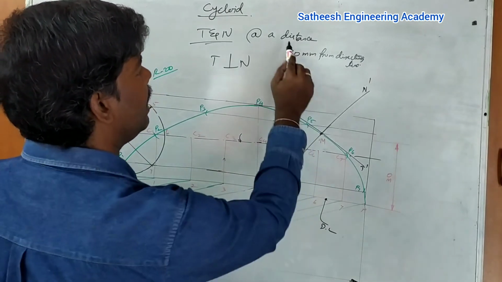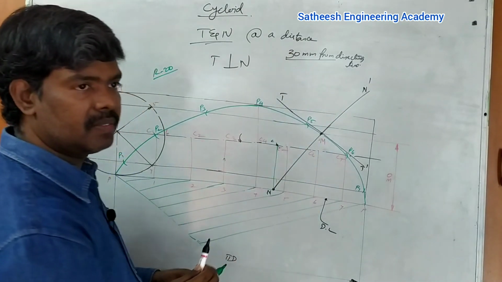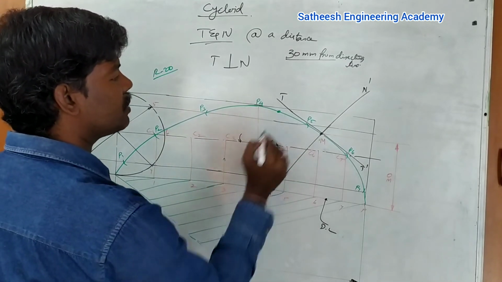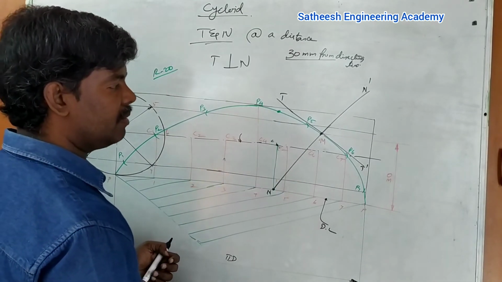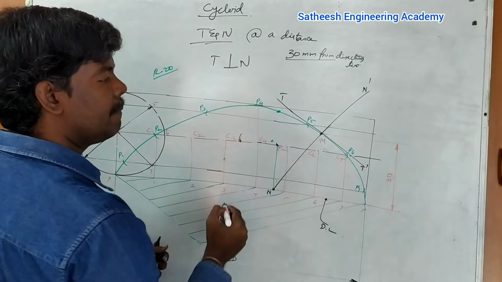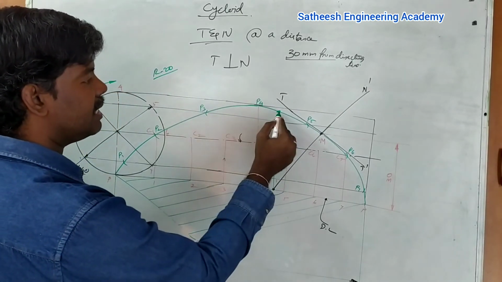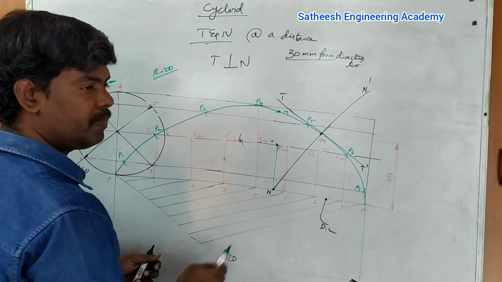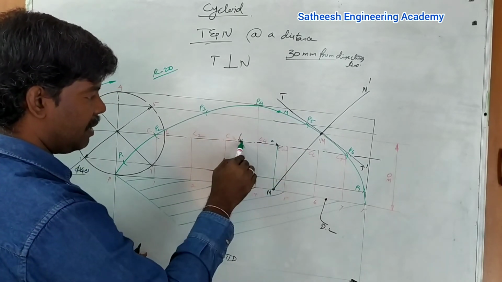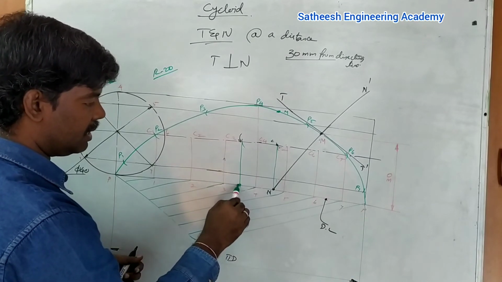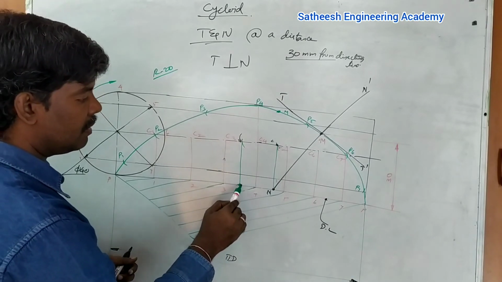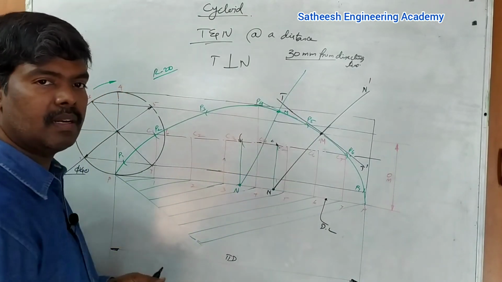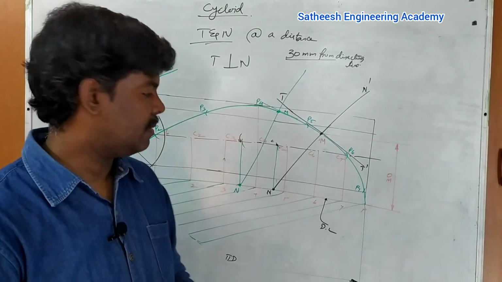This is for a distance 30 from the directrix, or you can select anywhere you wish. For example, here it is the same procedure: with 20 as the radius and this point M as the center, intersect an arc on this line, get the point, then draw the normal and tangent by the same procedure.